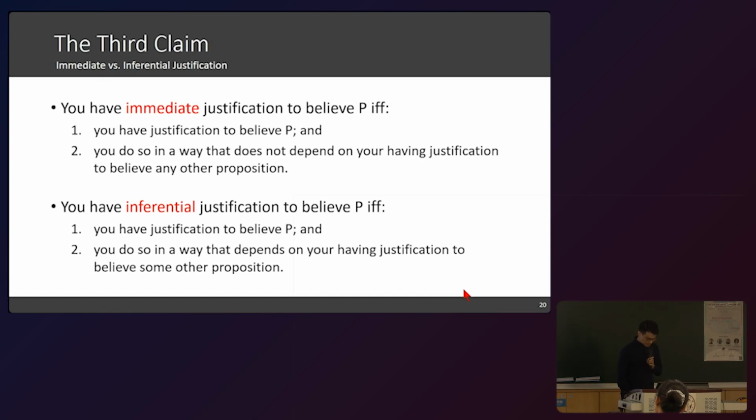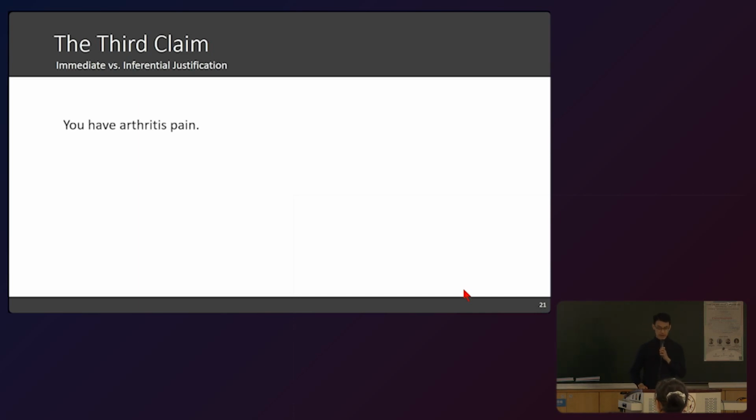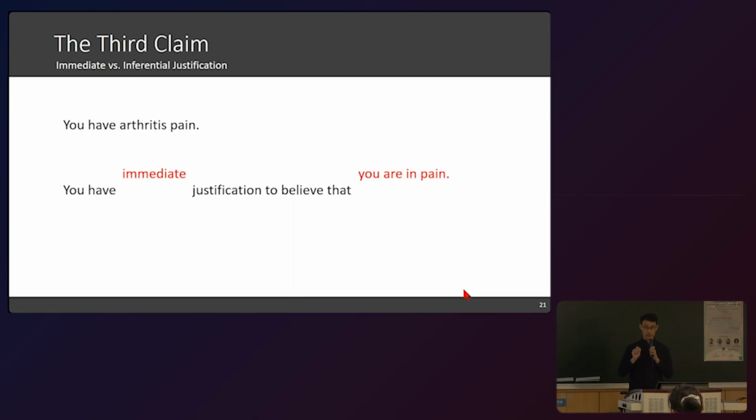So to see the difference, consider the following case. Suppose you have arthritis pain. In this situation, you arguably have immediate justification to believe that you're in pain, because you have justification to believe this proposition, and you do so in a way that does not depend on your having justification for any other belief. By contrast, you arguably only have inferential justification to believe that you have arthritis pain, because although you have justification to believe this proposition, your justification depends in part on your justification for some other belief, such as the belief that your pain is from arthritis rather than something else.